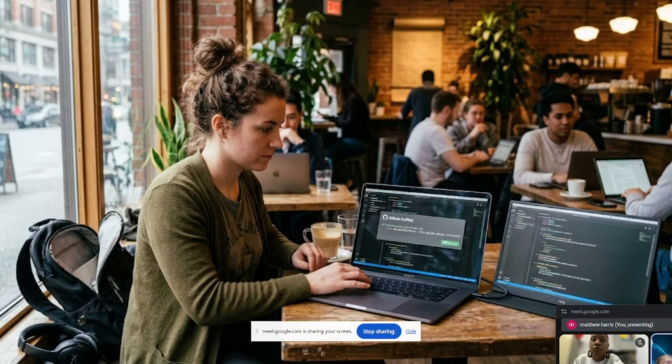And here we have an image of a person using, say, like GitHub Copilot while they're working on code, while they're in a coffee shop getting to work remotely.